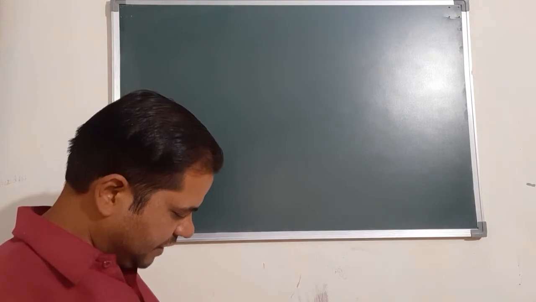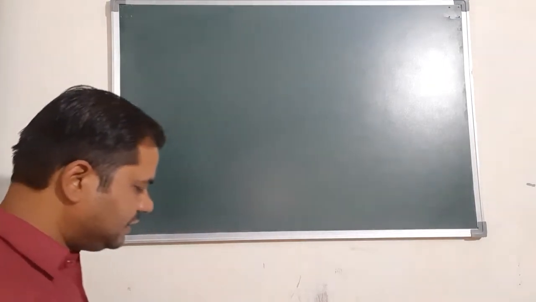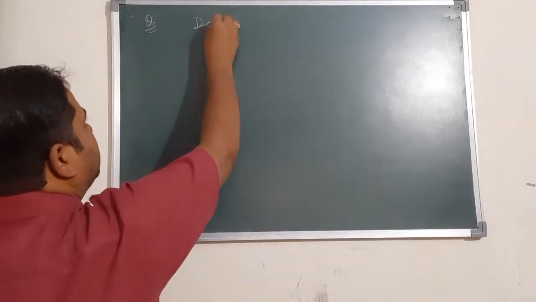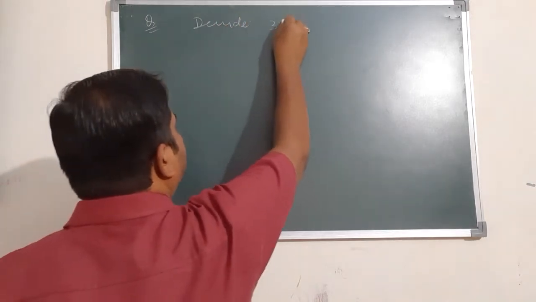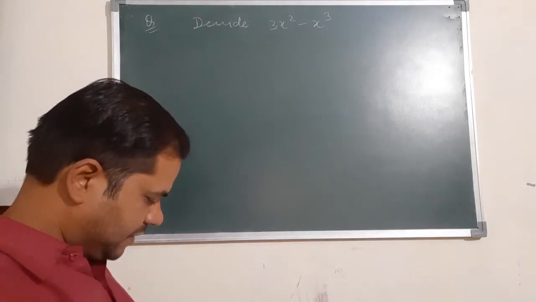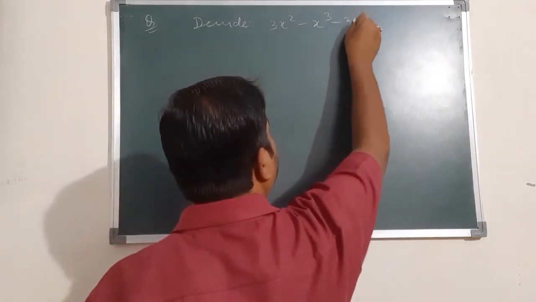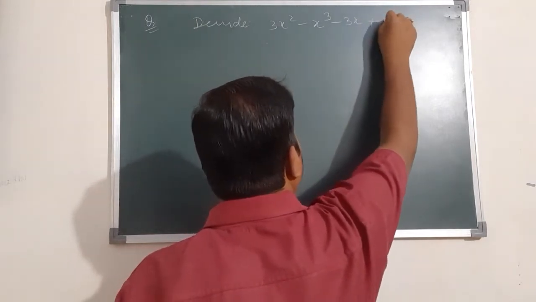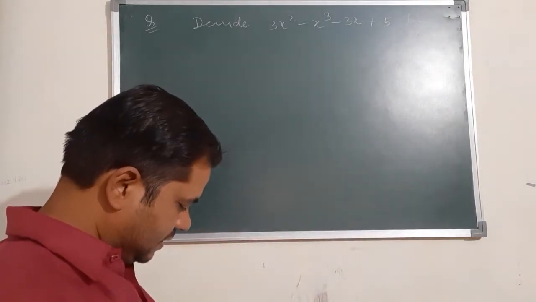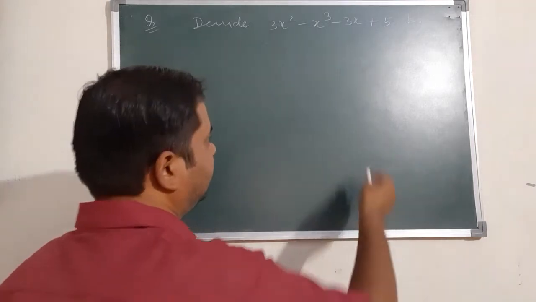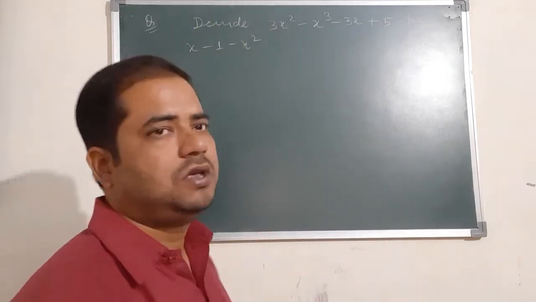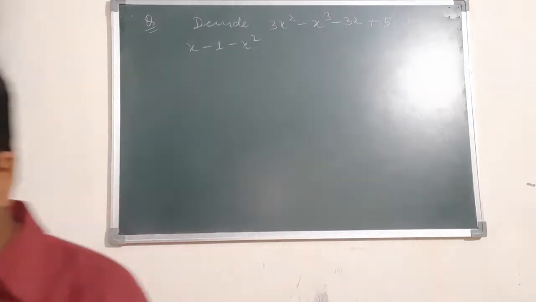Question: divide 3x square minus x cube minus 3x plus 5 by x minus 1 minus x square. You have to divide the given polynomial by another polynomial.